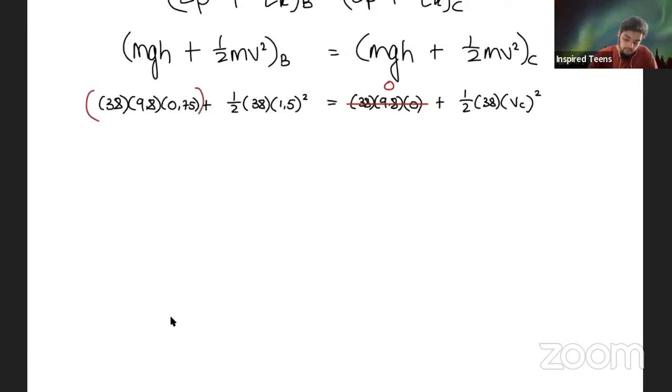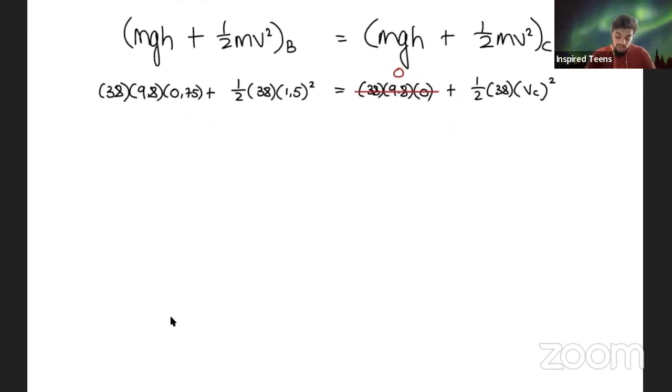If you're not comfortable with that, do this and then add it to that. You can even use the ANS feature in your calculator. So you do this in your calculator, then just say ANS plus this, and then we can take it from there. Let's simplify the left-hand side first. So I'm going to say 38, 9.8, 0.75 equals, I get an answer, then plus, open brackets, a half, 38, and 1.5 squared.